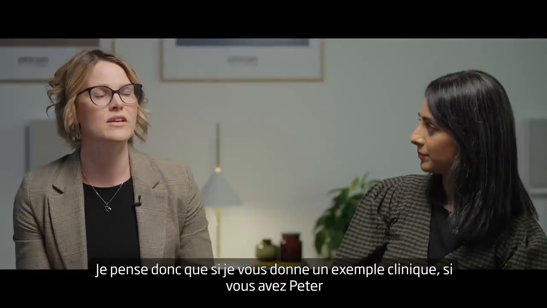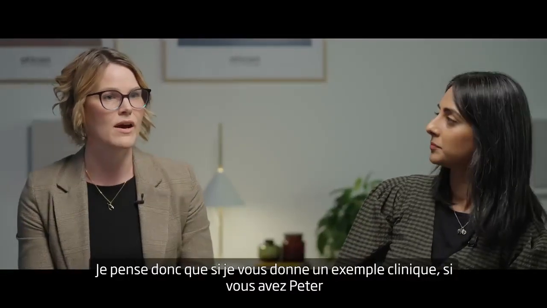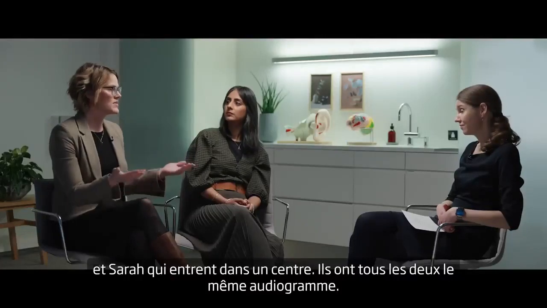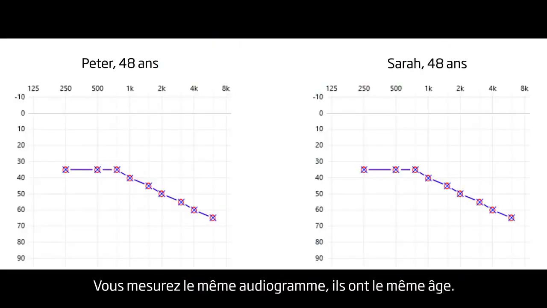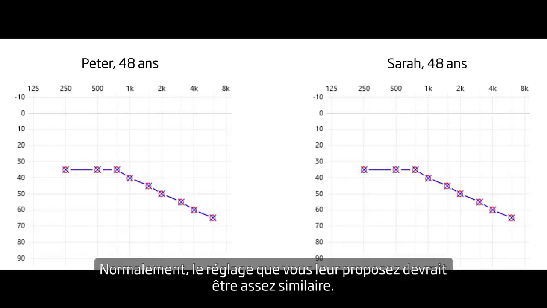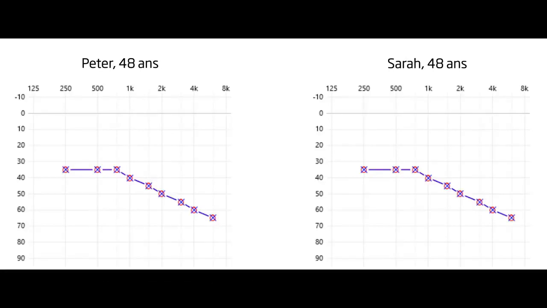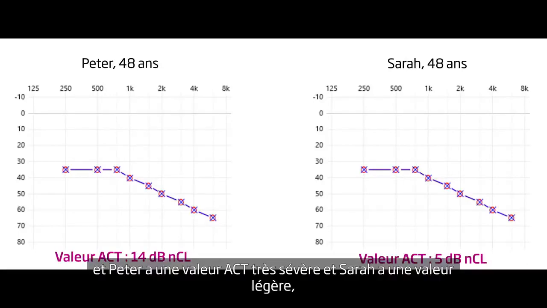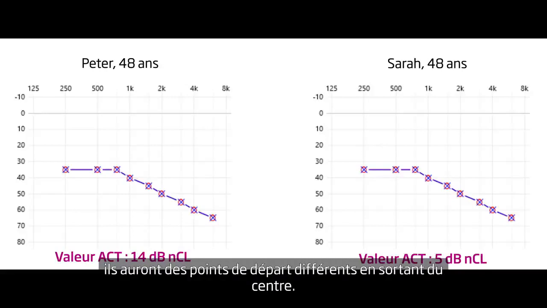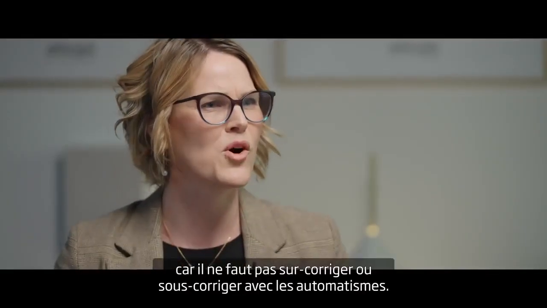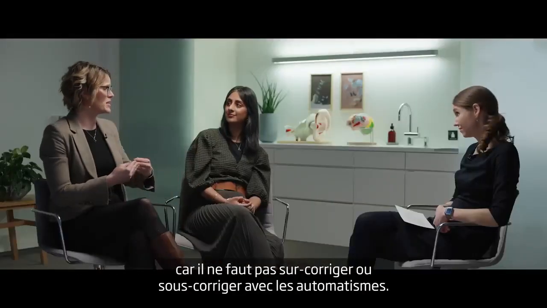So I think if I give you a clinical example, right? If you have Peter and Sarah coming into the clinic, they both have the same audiogram. You measure the same audiogram, they're the same age. They come in, normally the fitting you send them out would be quite similar. But if you then add the ACT value to the mix, and Peter has a very severe ACT value and Sarah has a mild value, they're going to have different starting points going out, and that's the whole purpose, because you don't want to over-prescribe help or under-prescribe help.